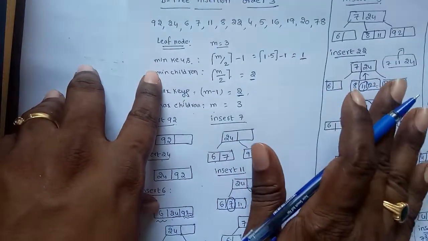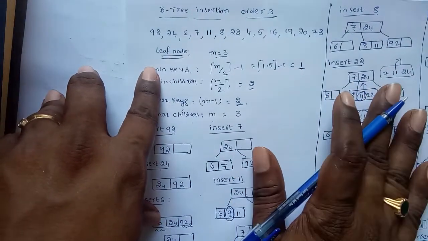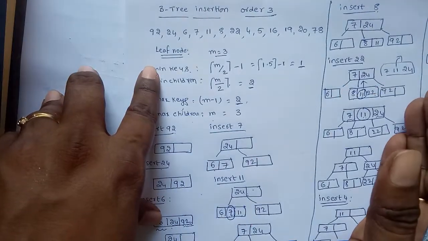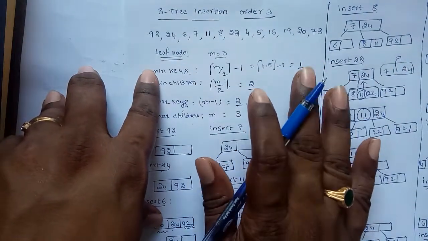This is a B tree of order 3. In the next session we will discuss one more example of B tree of order 4.